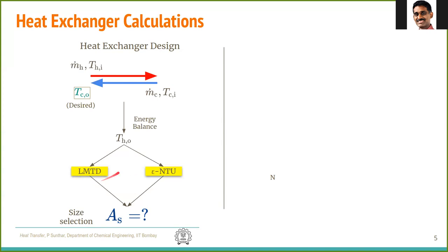But for the moment, keep in mind that for the design problem, these are the knowns, this is the desired, and this temperature can be determined. So if all the four temperatures are there, then we can use either the LMTD method or the ε-NTU method to determine the surface area or the heat exchanger area.